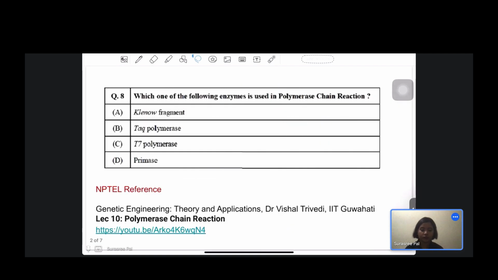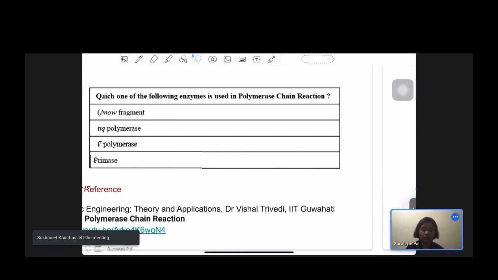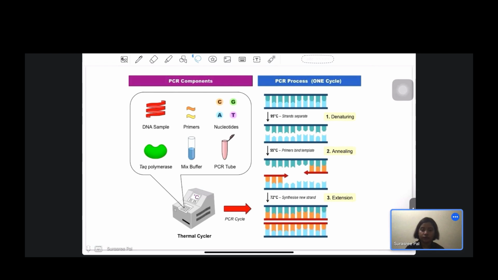For more details on Taq polymerase, you can follow this particular genetic engineering theory and applications NPTEL course for more details on polymerase chain reaction. Now we will first look at some of the components in the polymerase chain reaction. The first one is the sample DNA, which is called the template DNA.